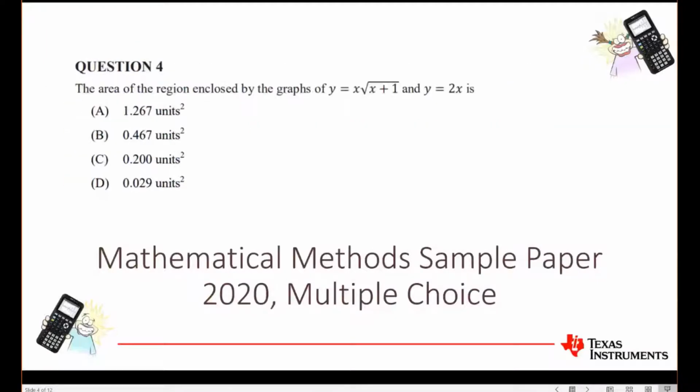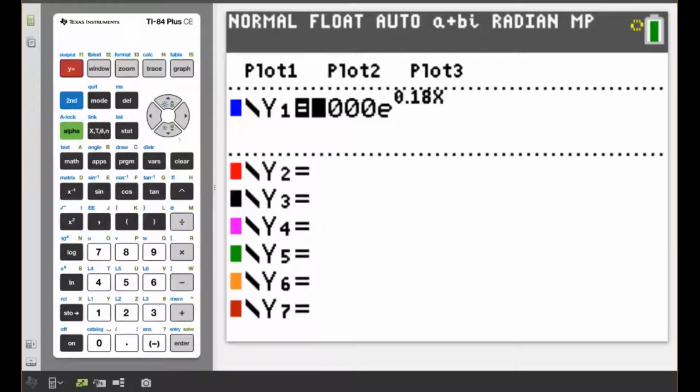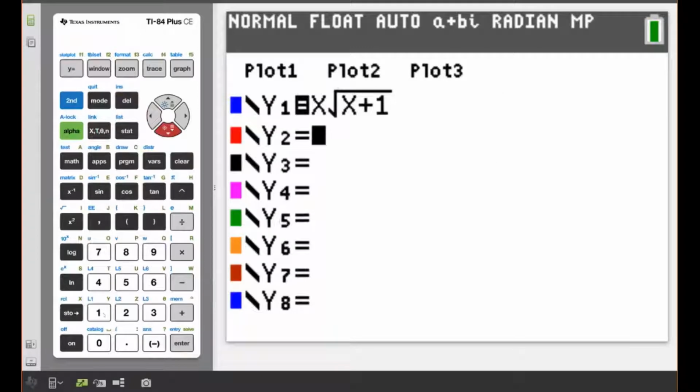Moving on to the next question, we're looking at the area of the region enclosed by the 2 graphs here: y equals x root x plus 1 and y equals 2x. So the first thing I'm going to do is input those into my function editor up here. If I head to y equals, my first one was x square root x plus 1. And my second one was just 2x.